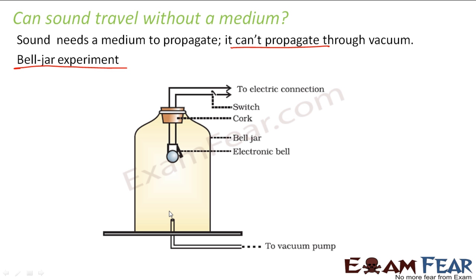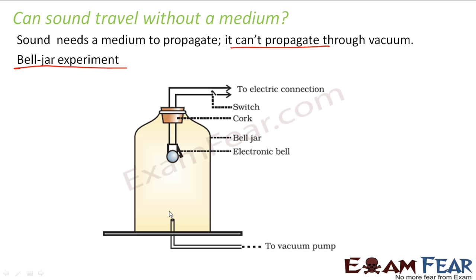So what did that prove? That proved that sound cannot travel through vacuum. So it actually needs a medium, and that makes sense also, because we saw how sound propagates. It propagates because of the vibration of the particles of the medium. If you do not have a medium, that means you do not have the particles of the medium. If you do not have the particles of the medium, then how will the sound get propagated? There is nothing to vibrate.